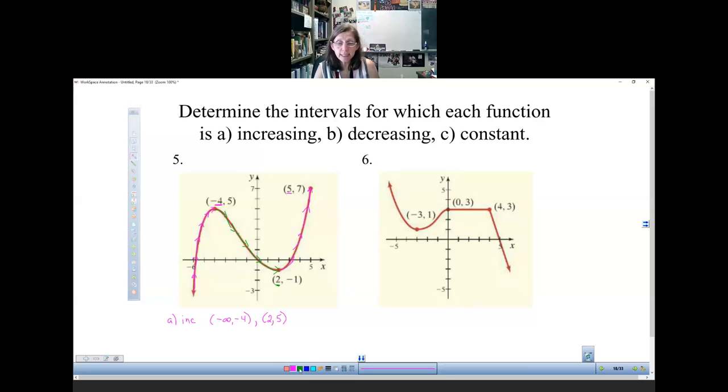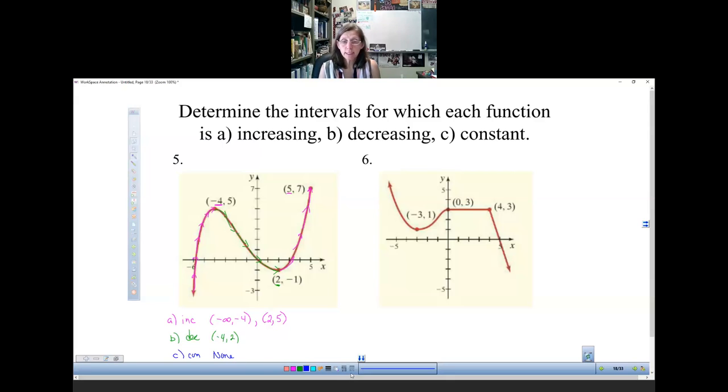Now it's decreasing on 1 interval, so it decreases from here to here, and that is from negative 4 to 2. Looks like an ordered pair. It is not. It is an interval. Okay. And then finally, it is constant nowhere. There is no interval where it is constant. Okay.